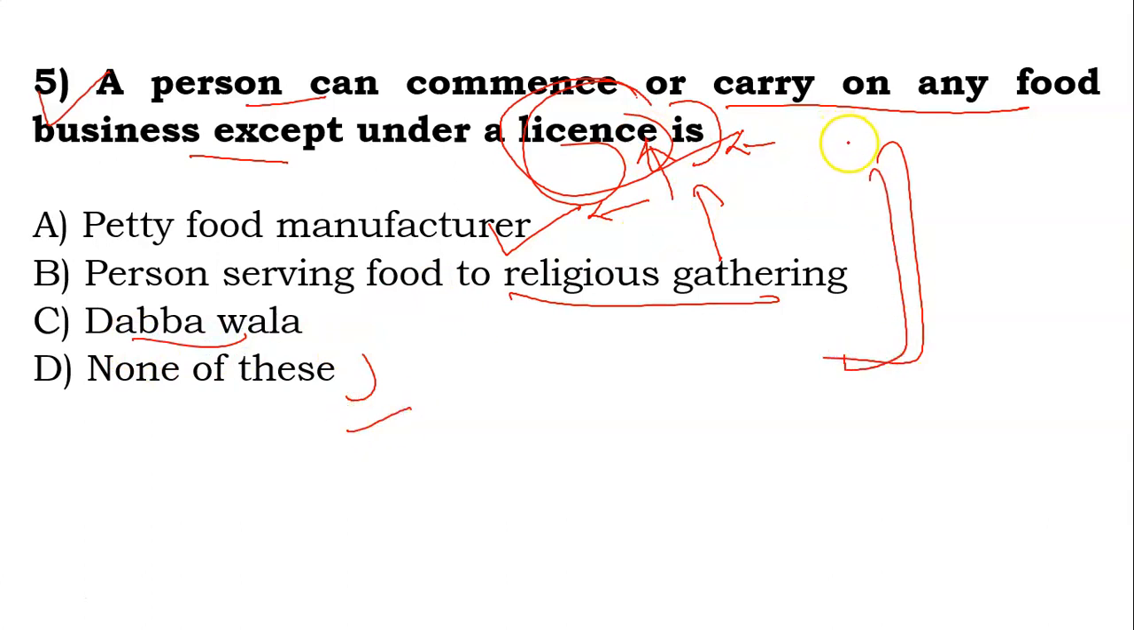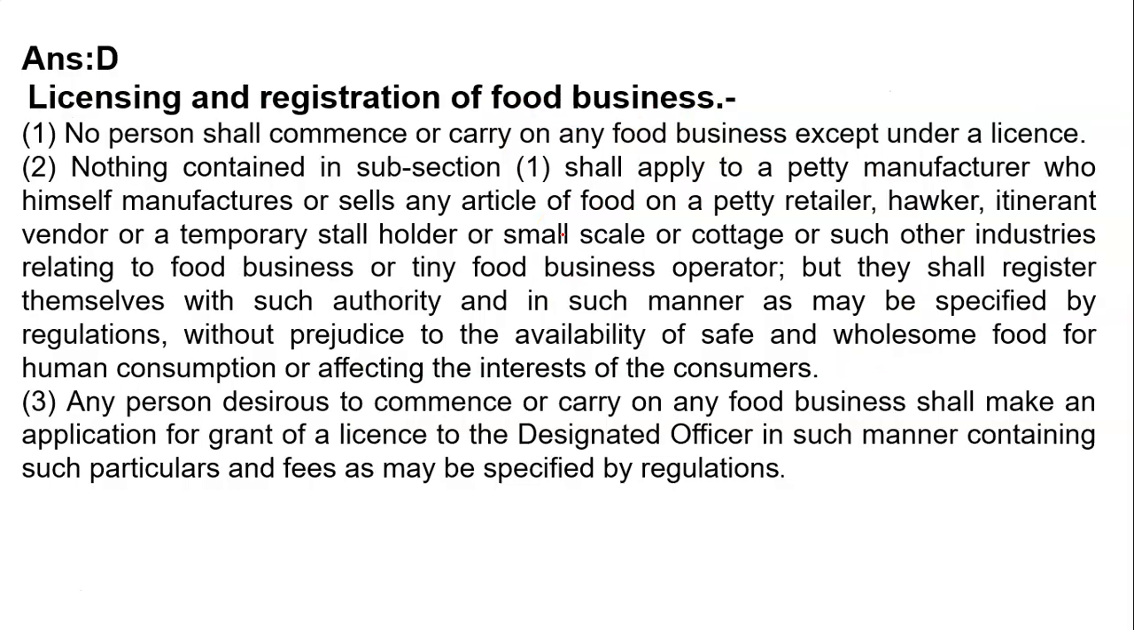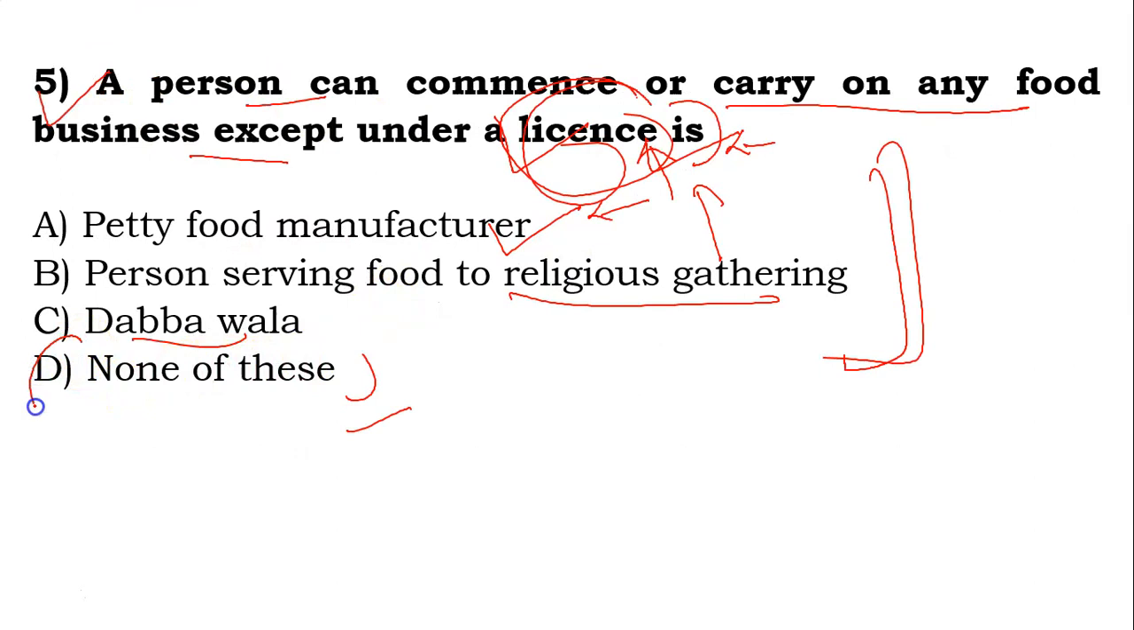You have to identify which of the following work can be done without getting any license. First of all, its answer will be D. It means any work in India. If you want to work in India related to food, then you have to get a license from this authority.